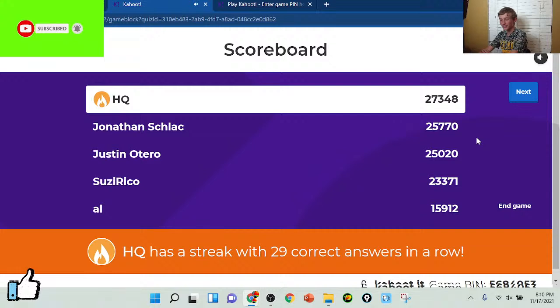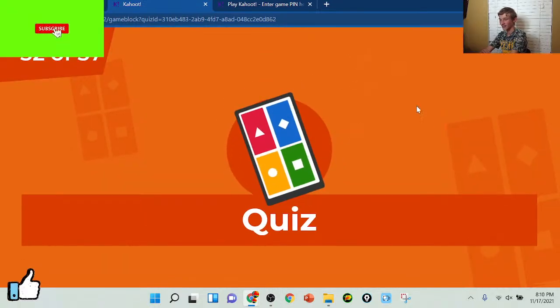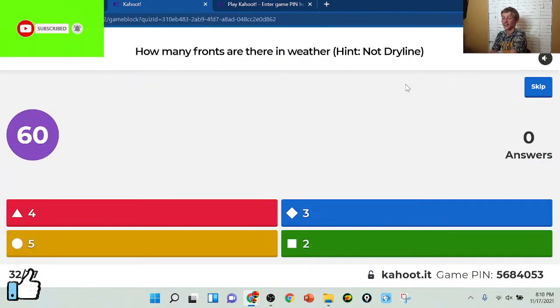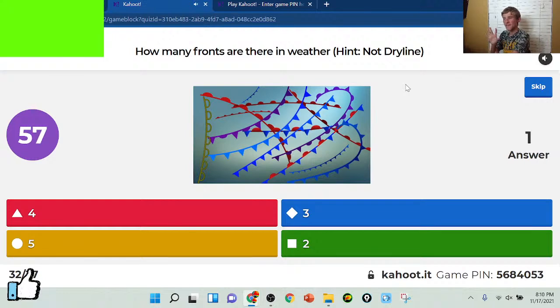Ooh, it's getting close. HQ is still advancing his lead. How many fronts are there in weather? Is it 4, 3, 5, or 2? And also, for those of you who are weather junkies and know your weather facts, forget about dry line. We're not talking about dry line. I'll explain what dry line is after this question, though.